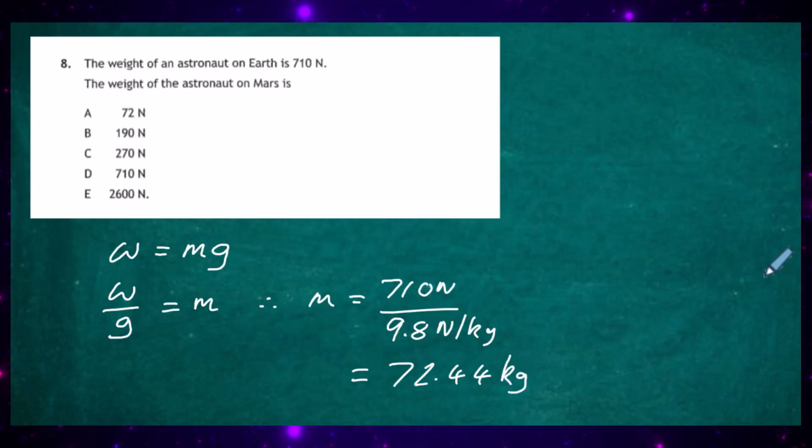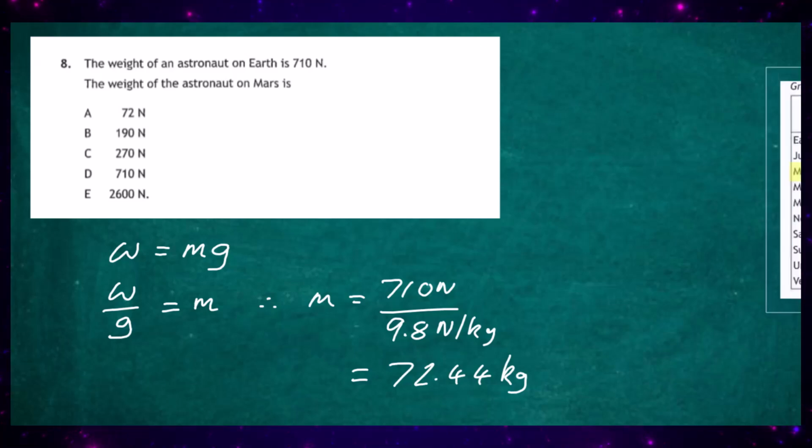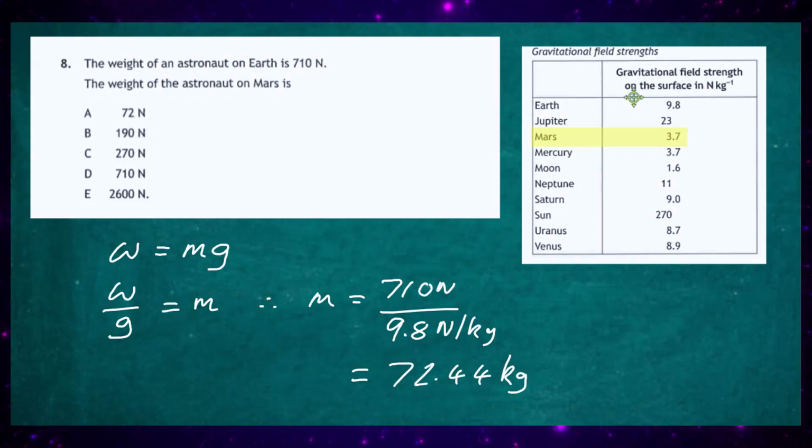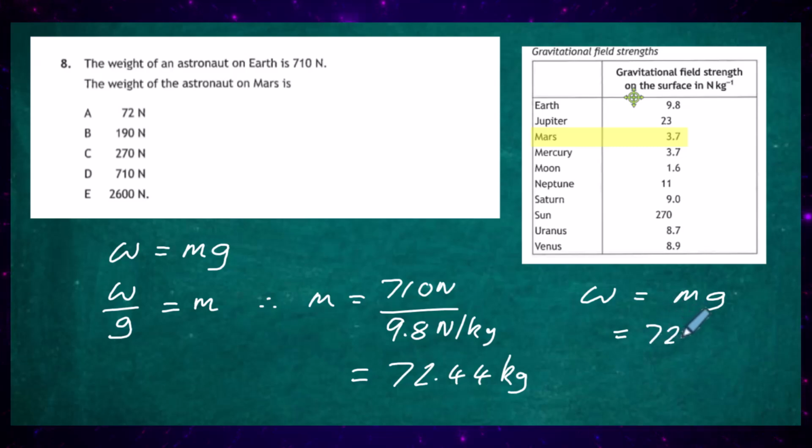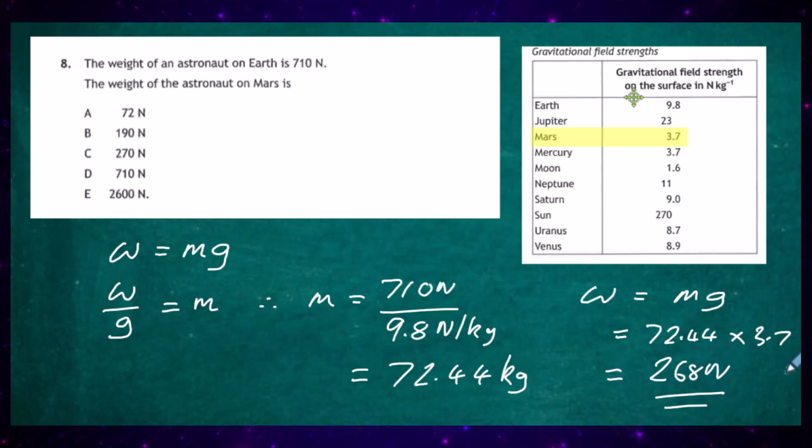Now, when he goes to Mars, he's going to have the same mass, but there's going to be a different gravitational field strength on the surface of Mars. So we have to look that up in the relationship sheet, and there it is there, highlighted. Mars has got a gravitational field strength of 3.7. So all we have to do now is just calculate the weight of the astronaut on Mars. And the weight of the astronaut, W, is equal to mg, same relationship, and it's going to be equal to the mass of the astronaut, which is 72.44, multiplied by the gravitational field strength of 3.7. Now we do that in our calculators, we get an answer of 268 newtons. So that's what the astronaut is going to weigh on the planet Mars.